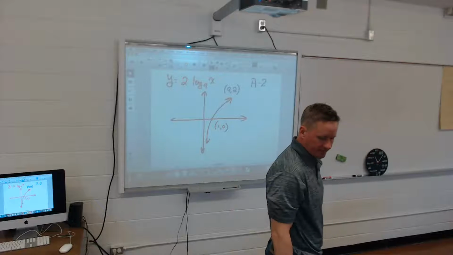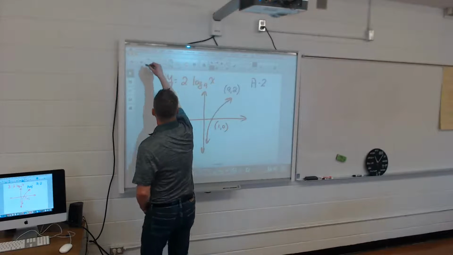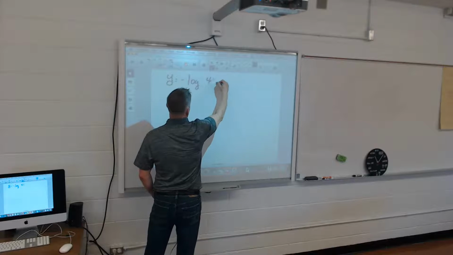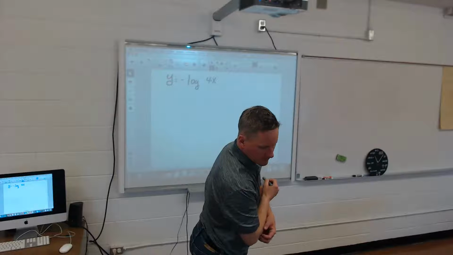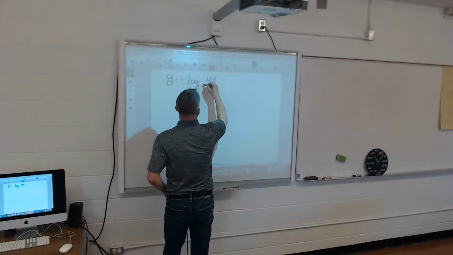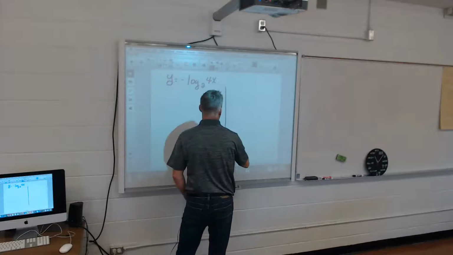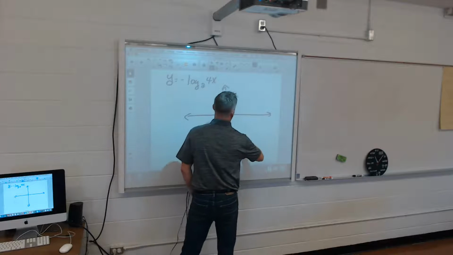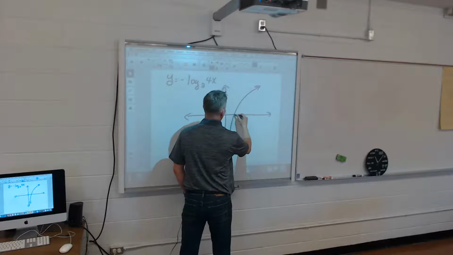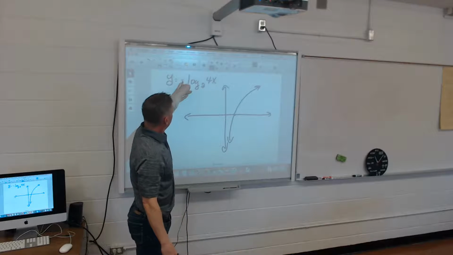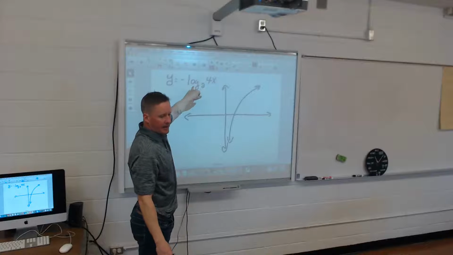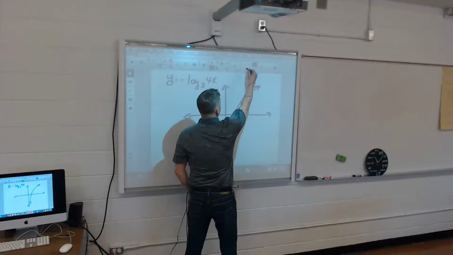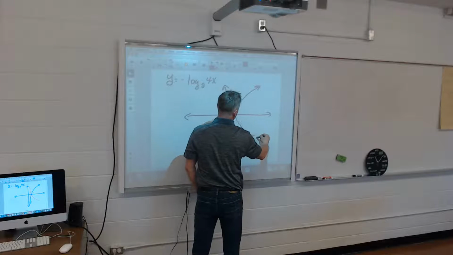And then the second one, log of x to the base 2. Key point: 1 and 0. The negative means that my A value is -1, which means I flip it both ways. So this graph becomes this now.